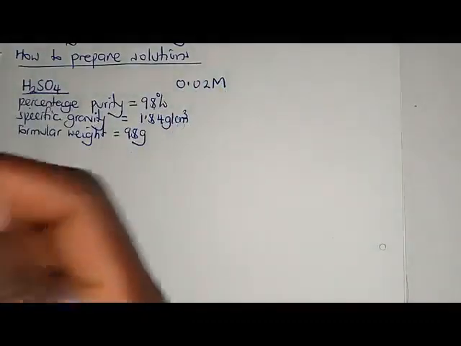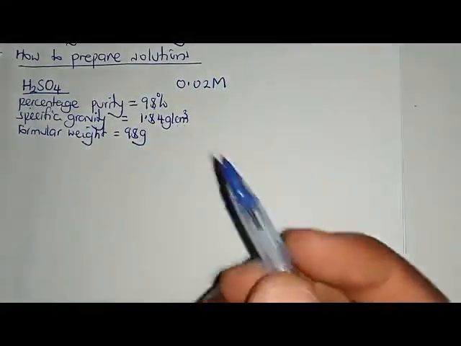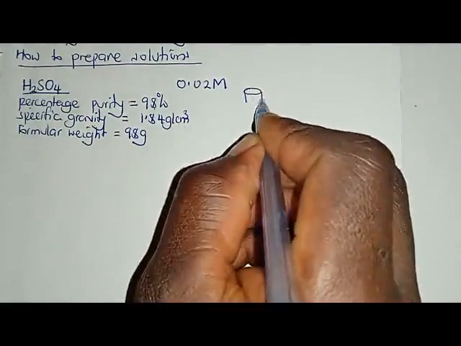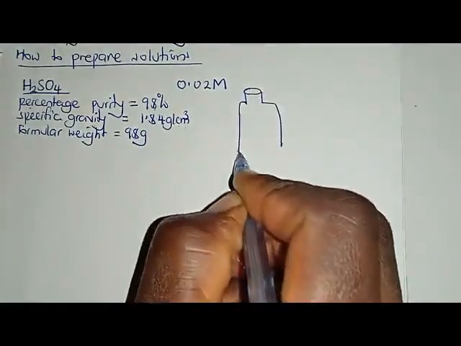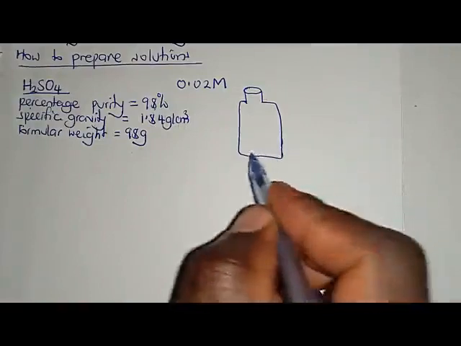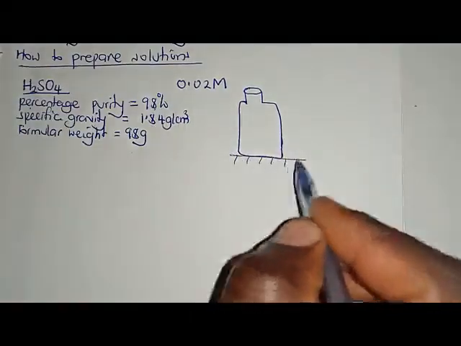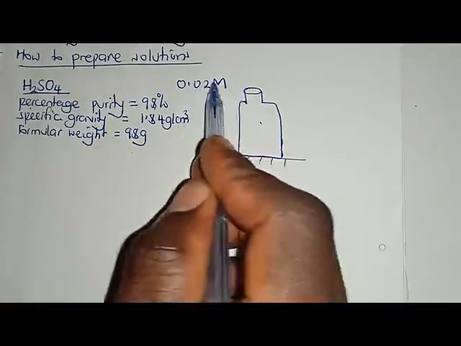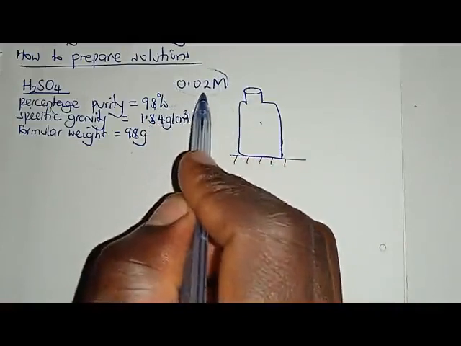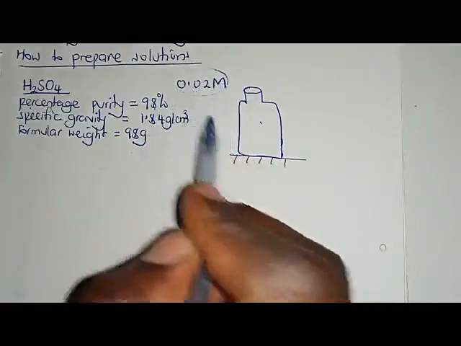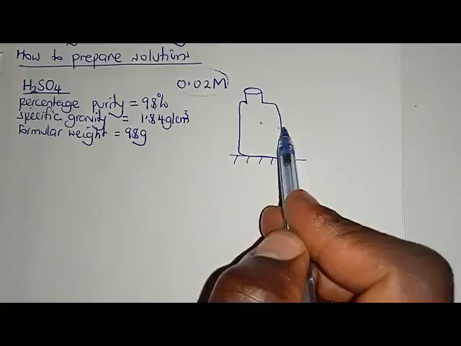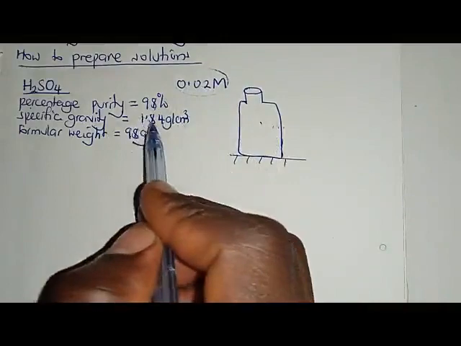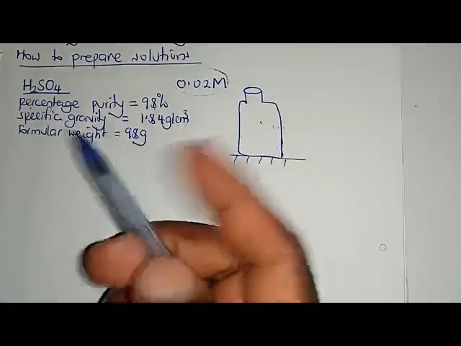So what we are going to do is to first establish the molarity of the concentrated bottle, the bottle from the manufacturer. Let me say this is the bottle, it is 1 liter, the amber bottle from the manufacturer. Now this one, we don't know its molarity, so we cannot pick any volume to prepare this molarity of sulfuric acid. So what we need to do is to first establish the molarity of this bottle, so that we go on to know the volume we are going to pick from this bottle to prepare 0.02 molar sulfuric acid. So what we are going to do is simple.